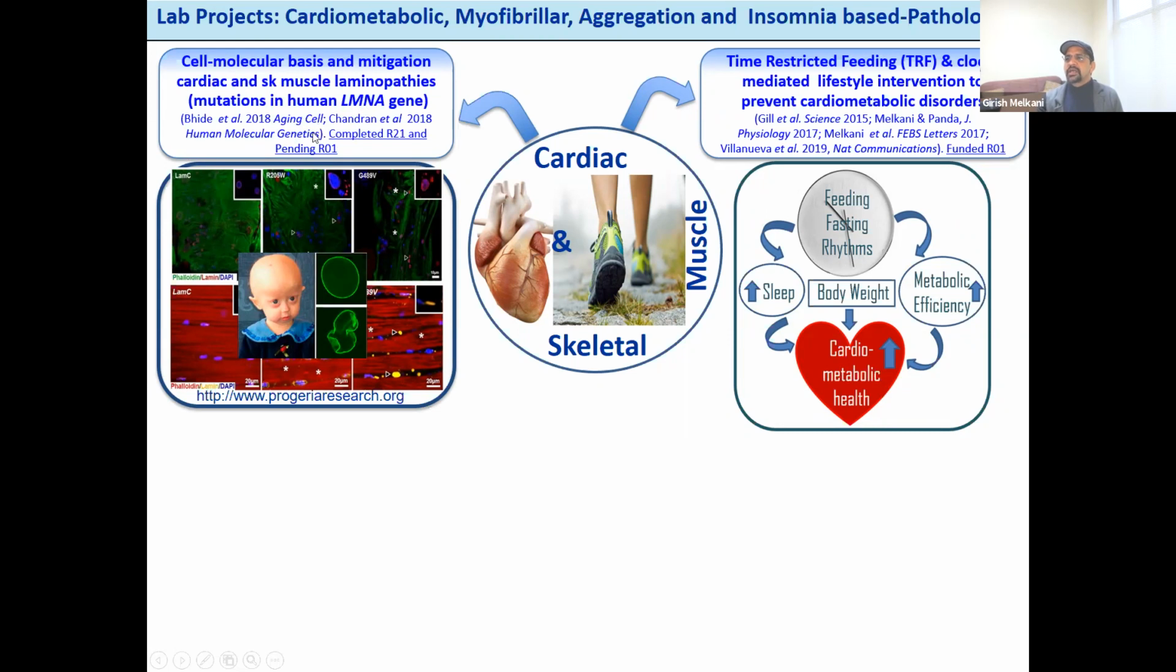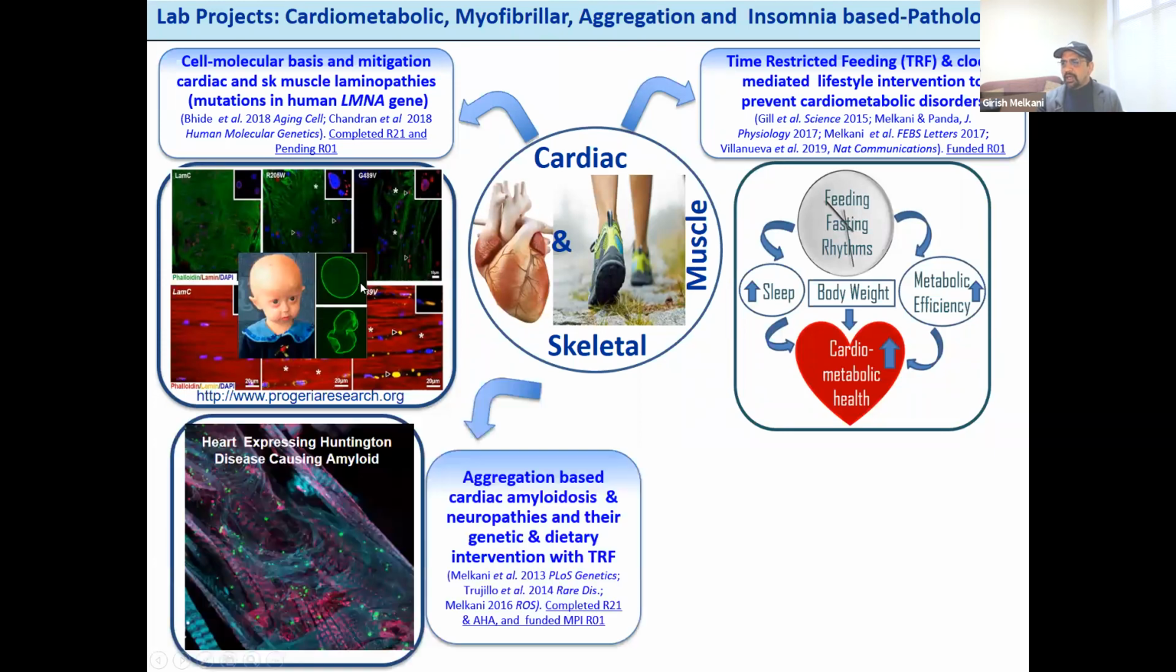So this gene has several mutations associated with it. It's one of the highest disease-causing genes known. It leads to cardiomyopathy, muscular dystrophy, and a very rare but fatal disease called progeria. So we make that model also. And this project is always very close to me, because that's where I started my independent career.